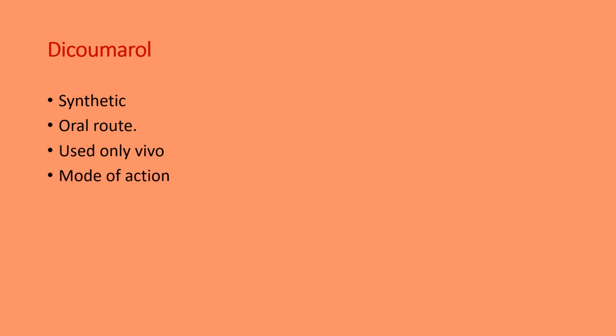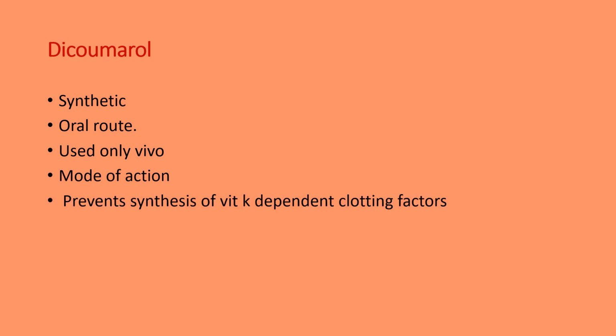Dicumarol is a synthetic oral anticoagulant. It is used only in vivo, within the body. So the mode of action of dicumarol is to prevent the synthesis of vitamin K dependent clotting factors, mainly 2, 7, 9, 10. Warfarin and phenindione are examples of dicumarol.